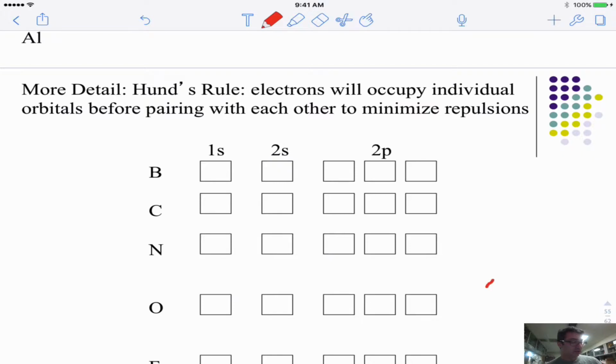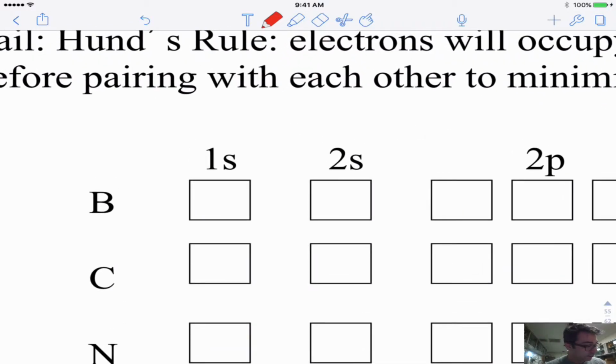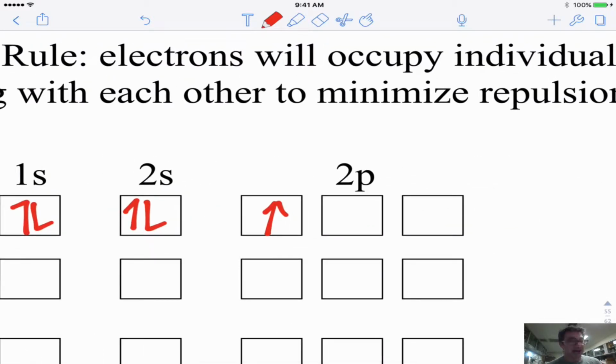Now the other thing that we want to do is be able to do something called orbital diagrams. Remember, each of the sublevels has orbitals in it. S has 1 orbital, P has 3 orbitals. So if we start with boron here, boron will have 1s2, 2s2, 2p1. Now I could put this electron in any of these boxes. These boxes are called degenerate.